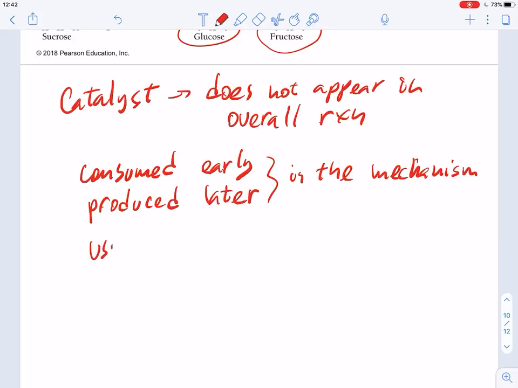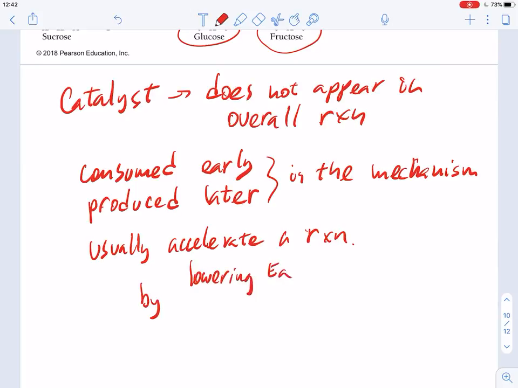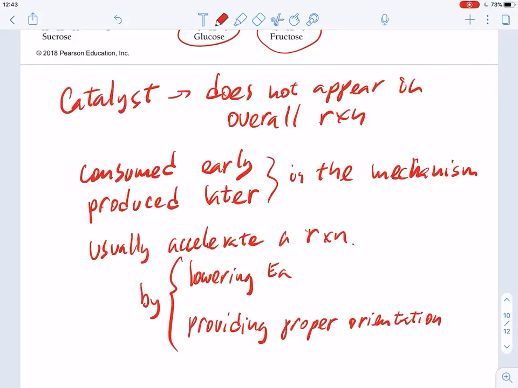And usually they accelerate a reaction by lowering the activation energy or providing proper orientation. So that's how they usually act.